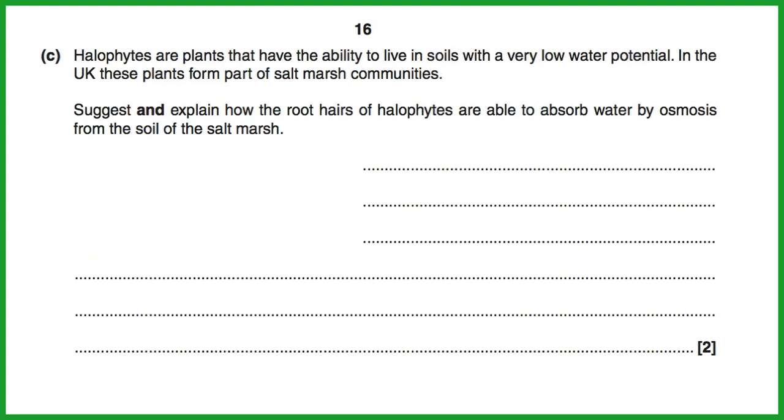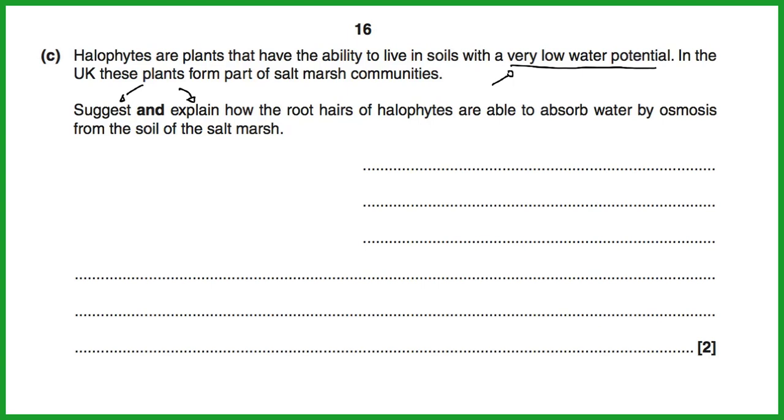So halophytes are plants that have the ability to live in soils with a very low water potential. In the UK, these plants form part of salt marsh communities. Suggest and explain: suggest means you can come up with anything that is biologically possible, and explain means say why this factor causes the absorption of water. So suggest and explain how the root hairs of halophytes are able to absorb water by osmosis from the soil. And they've told you that the soil has a very low water potential.